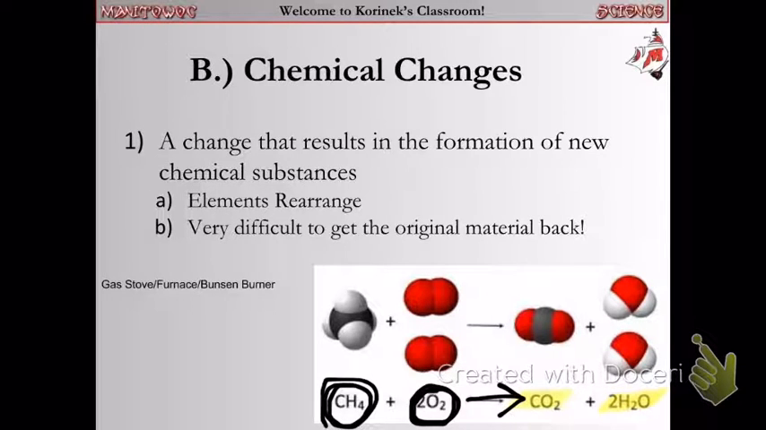So that's really the big difference between a physical and a chemical change. Physical changes, we can reverse them easily. We can get the original stuff easily. In chemical changes, we cannot.